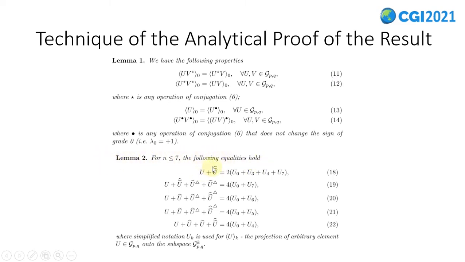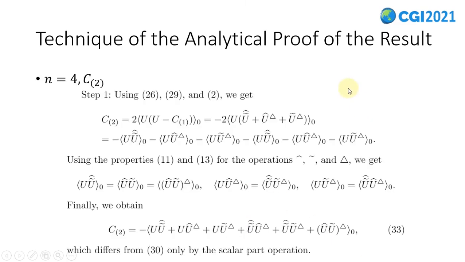It shows the relation between the operations of conjugation, the left-hand side of the equalities, and the grade projection operations, the right-hand side of the equalities. Note that the same left-hand side of the equalities could be used to realize the scalar part operation in the cases of smaller dimensions n. As an example of our technique, we'll show the proof of the explicit formula of the second characteristic polynomial coefficient in the case n equals 4.